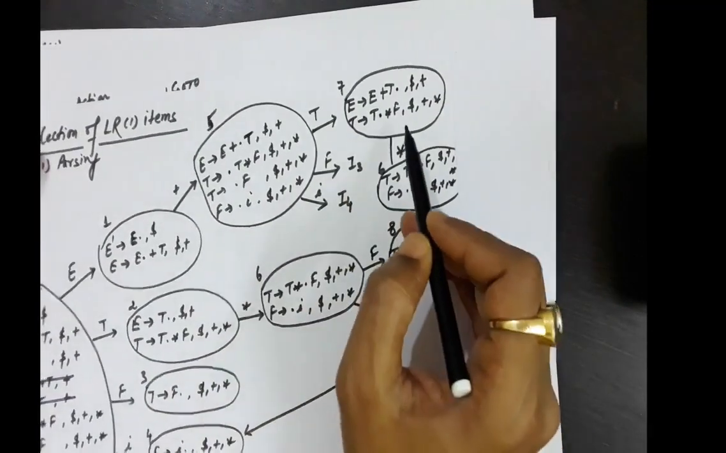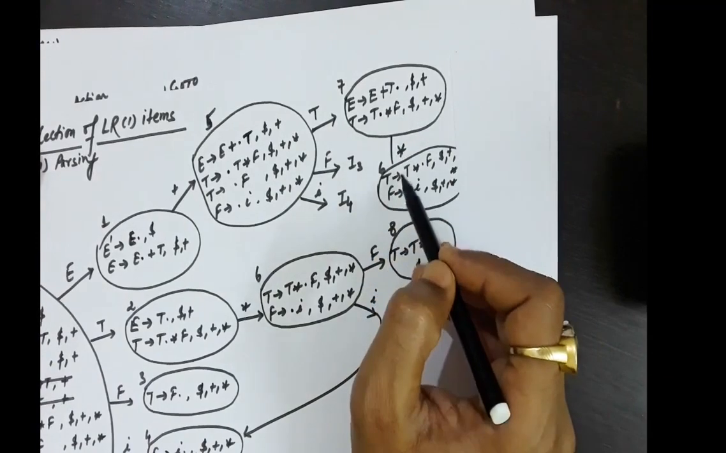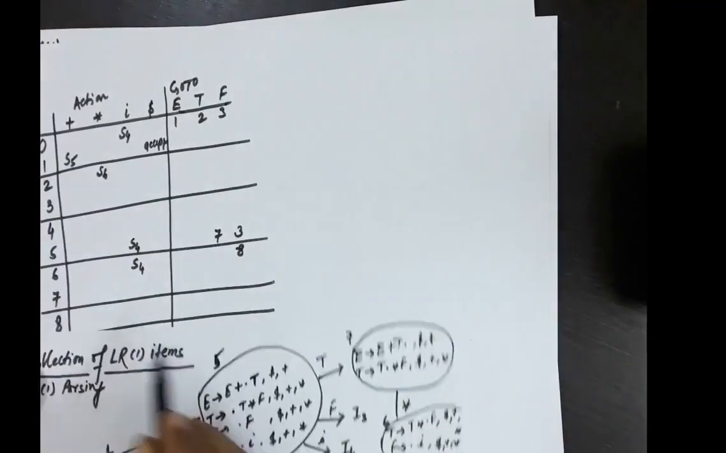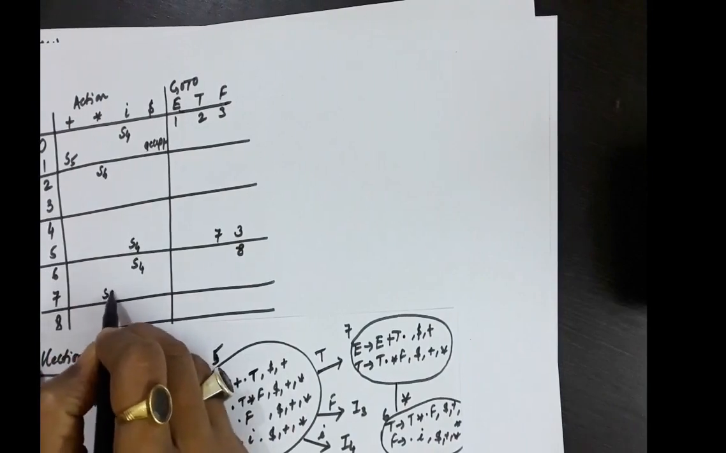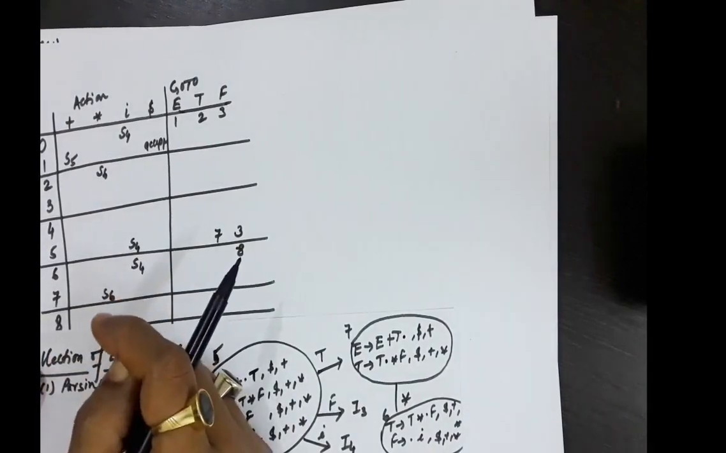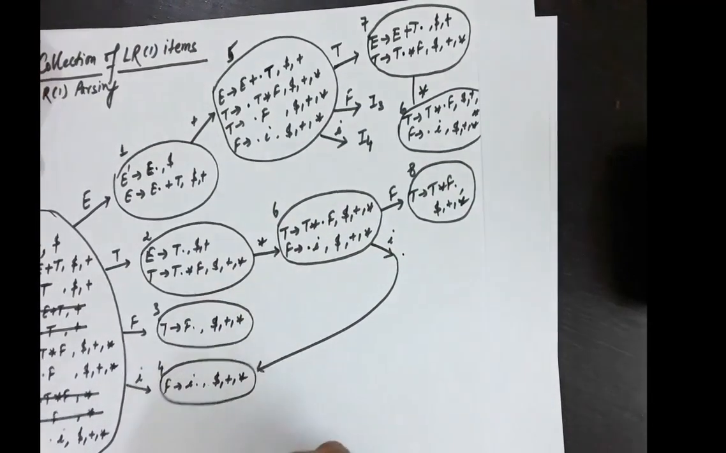Now we'll be seeing the transition with 7. So on 7 with a star, you're going to 6th state. So you'll be writing S6. Fine. So we're done with all the transitions.